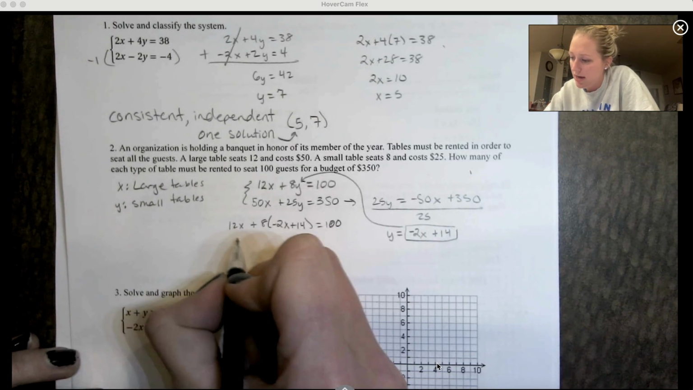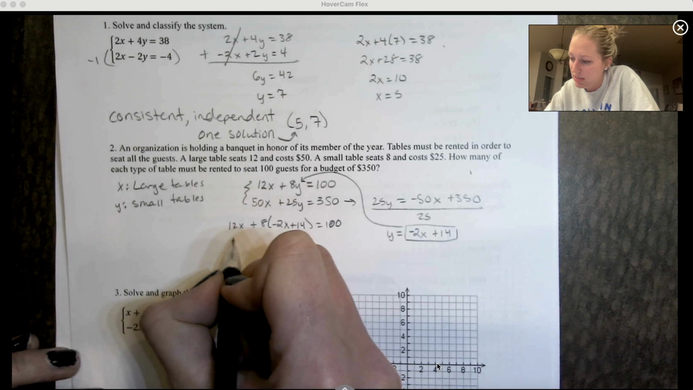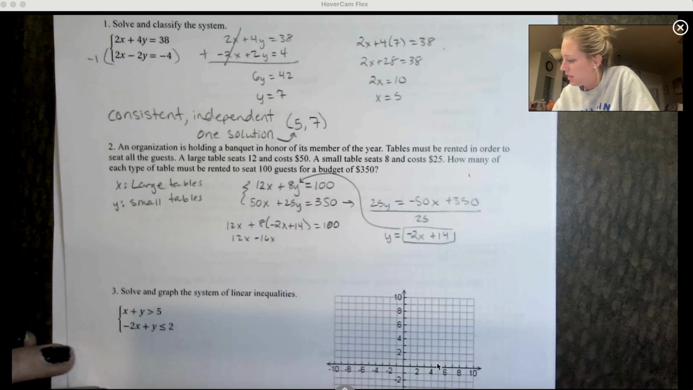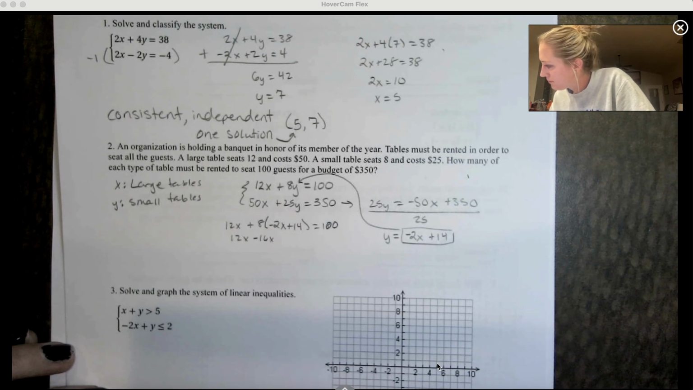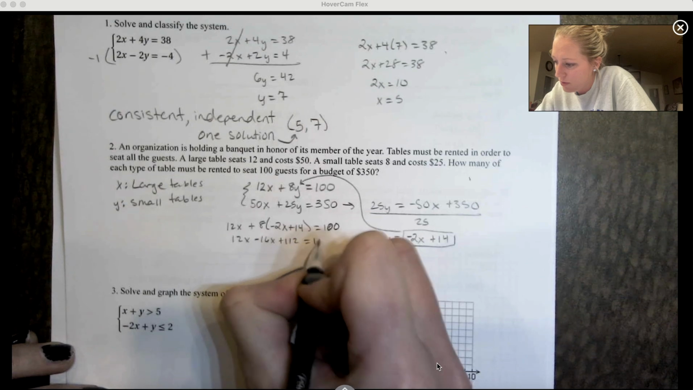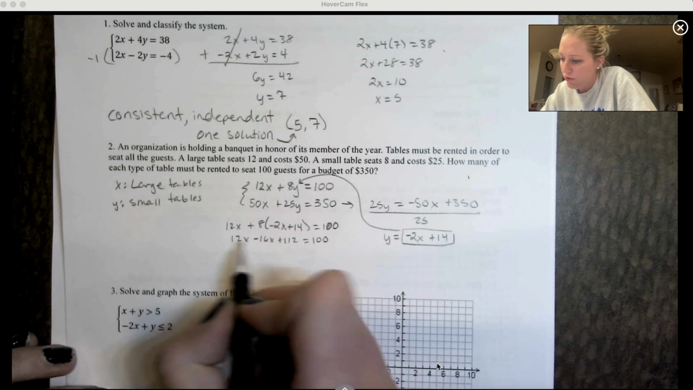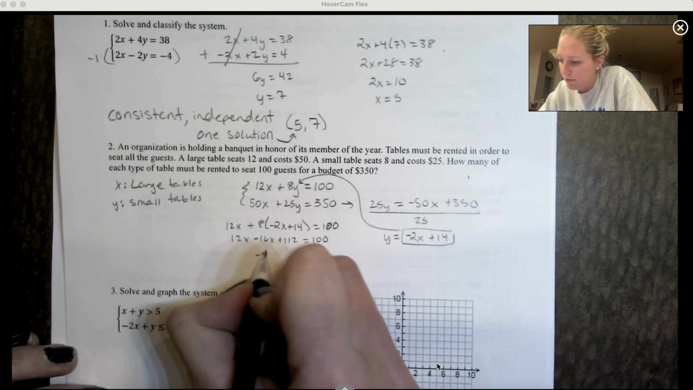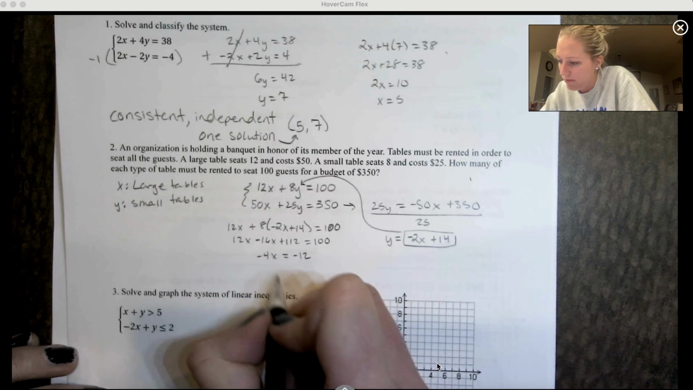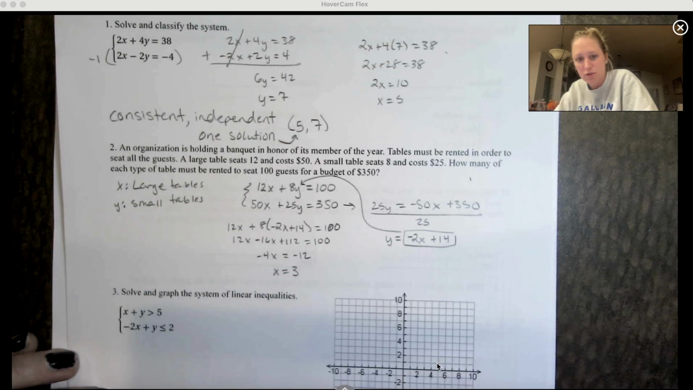Okay, so we have to distribute that 8. So I've got 12x minus 16x. 8 times 14 is 112 equals 100. Okay, so subtract those. I've got negative 4x. If I subtract 112, I get negative 12. So x would be 3.